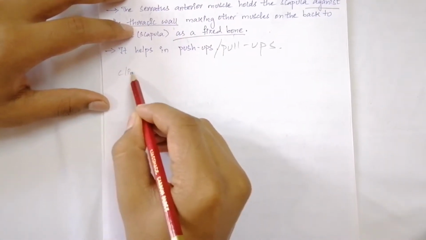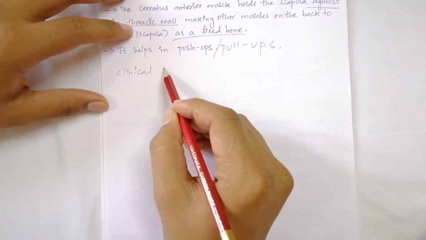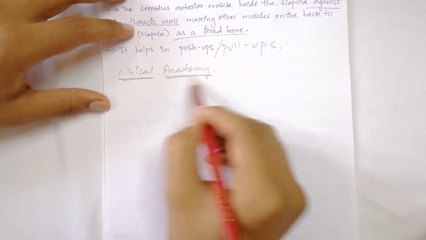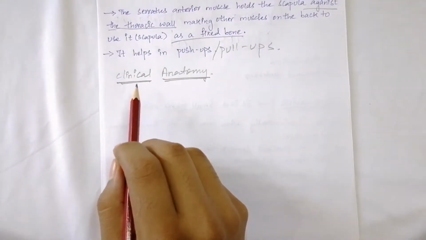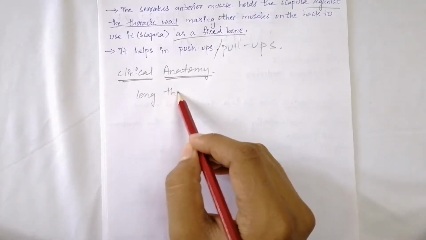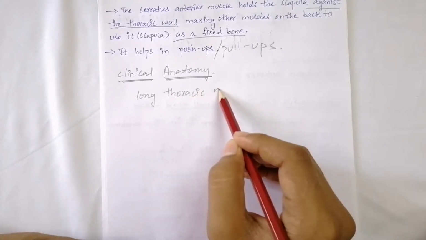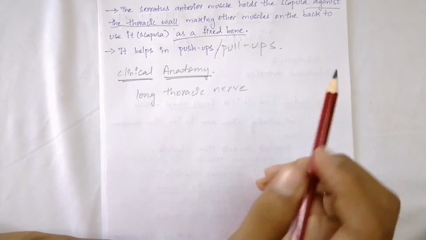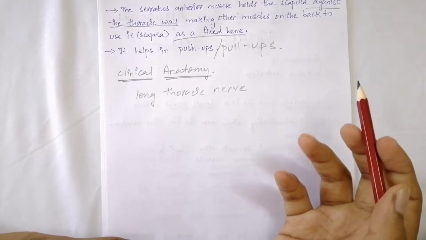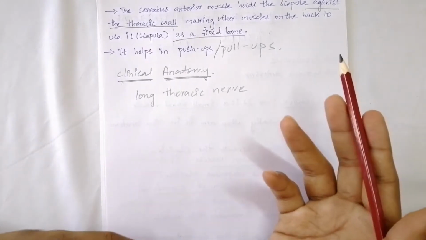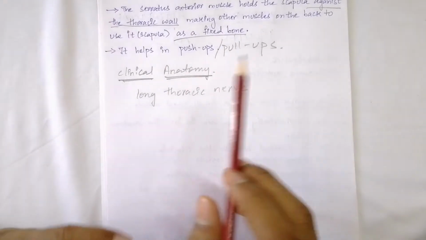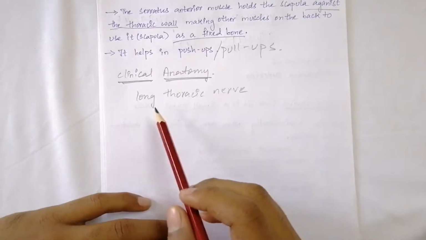We'll see about the clinical anatomy of the serratus anterior muscle. Now in the clinical anatomy, the long thoracic nerve which supplies this muscle is more prone to get damaged during surgeries or injuries, because when the arm is in an abducted position, it is more prone to damage. In which kind of surgeries is it more prone to damage?